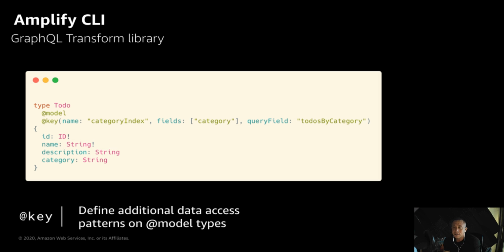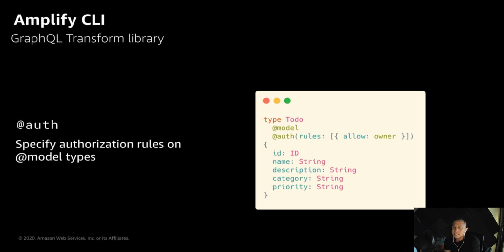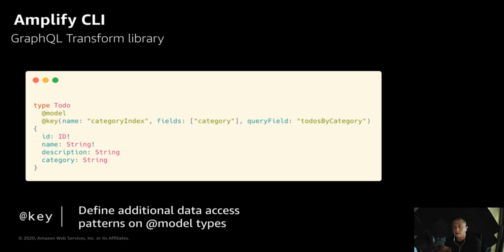But something more common is actually a combination of two different rules, and we're going to look at how to do that. So something like a blog where you have a post type, and the post type has both public and private access. So anyone can read it, but only the owner that created it can update it. We're going to look at that in just a moment as well.